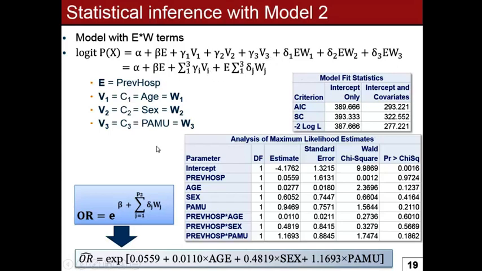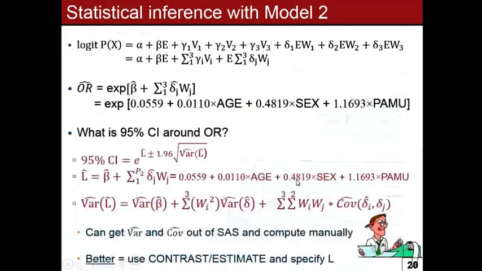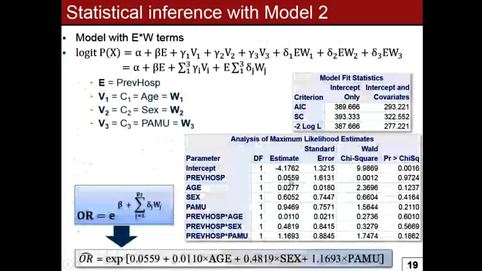We don't look at the V's. This is our expression. We take the estimated betas and deltas and plug them into this formula. And so here, 0.0559, what is that? That is this estimate here. That is the beta hat estimate from SAS.